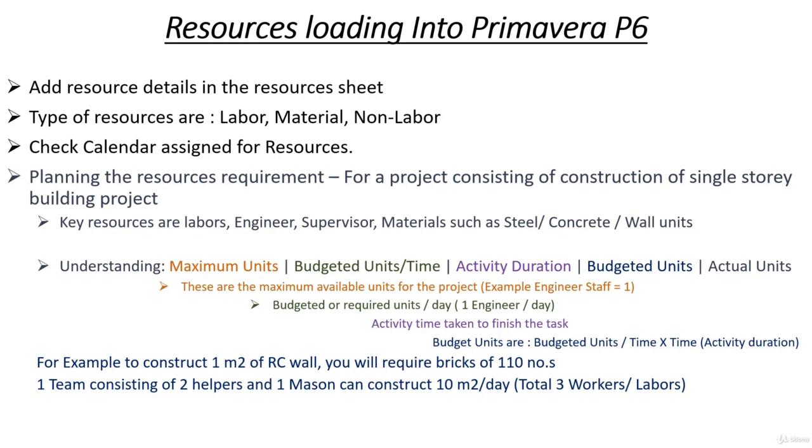We'll take one example of constructing 1 meter square of RC wall. To construct 1 meter square of RC wall, you will need 110 bricks. One team consisting of 2 helpers and 1 mason can construct 10 meter square per day. That is 3 workers or 3 laborers per day. To construct 50 meter square of RC wall, 50 meter square divided by the productivity rate of 10 meter square gives us 5 days per one team. This is how we calculate the required number of units for a project.